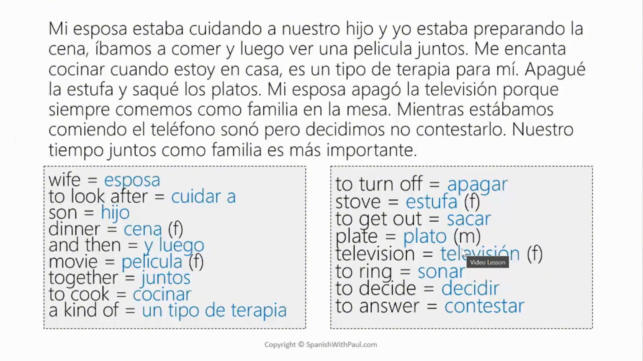So reading through it, we have mi esposa estaba cuidando a nuestro hijo y yo estaba preparando la cena. Íbamos a comer y luego ver una película juntos. Me encanta cocinar cuando estoy en casa. Es un tipo de terapia para mí. Apagué la estufa y saqué los platos. Mi esposa apagó la televisión porque siempre comemos como familia en la mesa. Mientras estábamos comiendo, el teléfono sonó, pero decidimos no contestarlo. Nuestro tiempo juntos como familia es más importante.